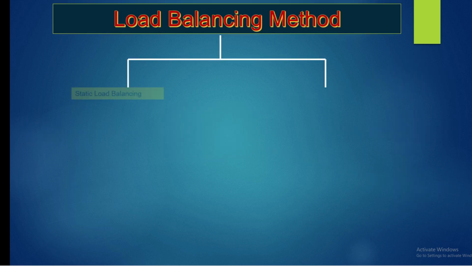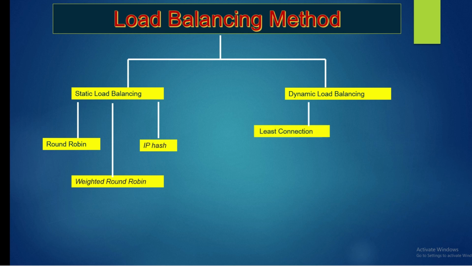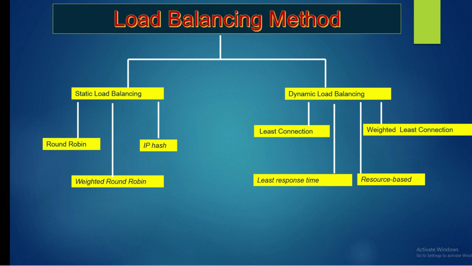Here let me show you the types of load balancing methods. There are 2 types: static load balancing and dynamic load balancing. In static load balancing there is round robin and IP hash. Third is weighted round robin. Now in dynamic load balancing, there is least connection, least response time, resource based, and weighted least connection.